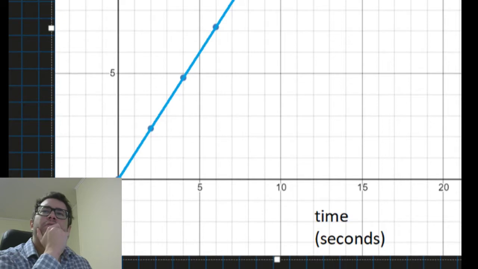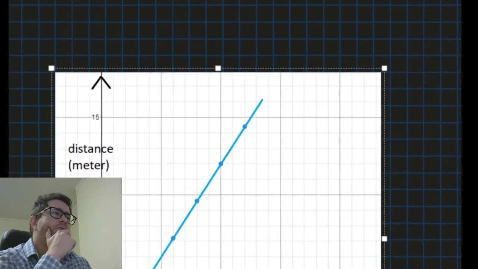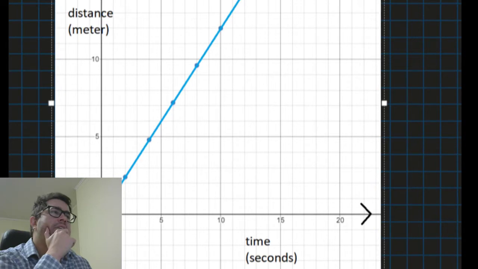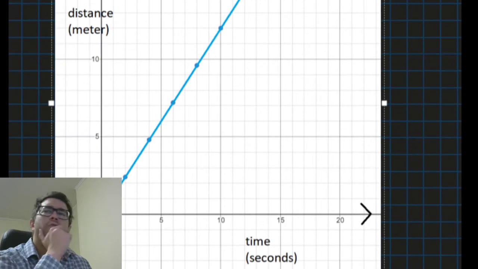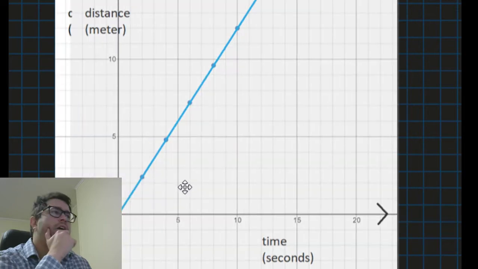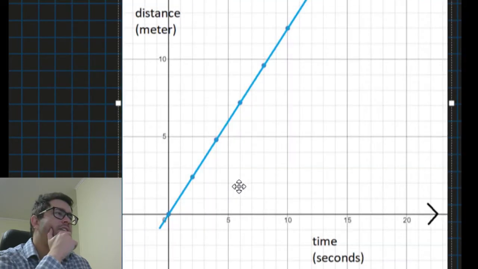Is this better? What happened at 10 seconds? You look on the graph. Let me move my face here. Let me move the graph. So if we look at 10 seconds and follow the line, we say, well, the object was at 10, 11, 12. The object was at 12 meters. Exactly 12 meters, because it's on the line.